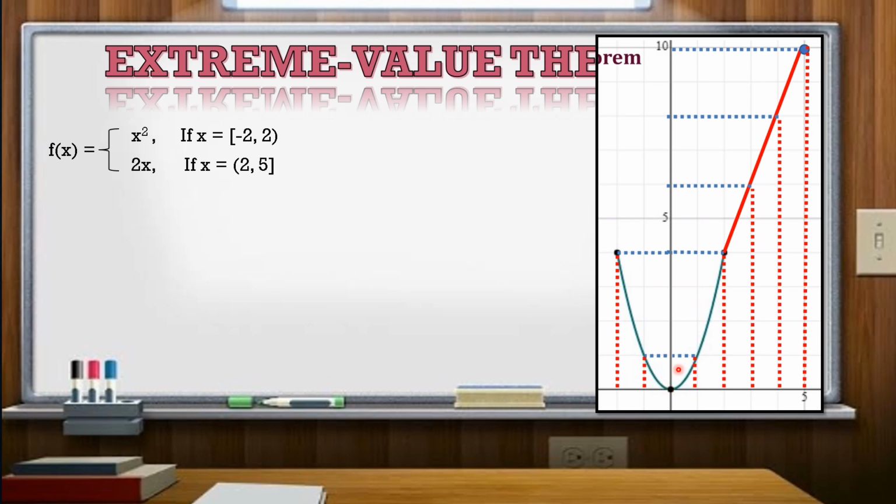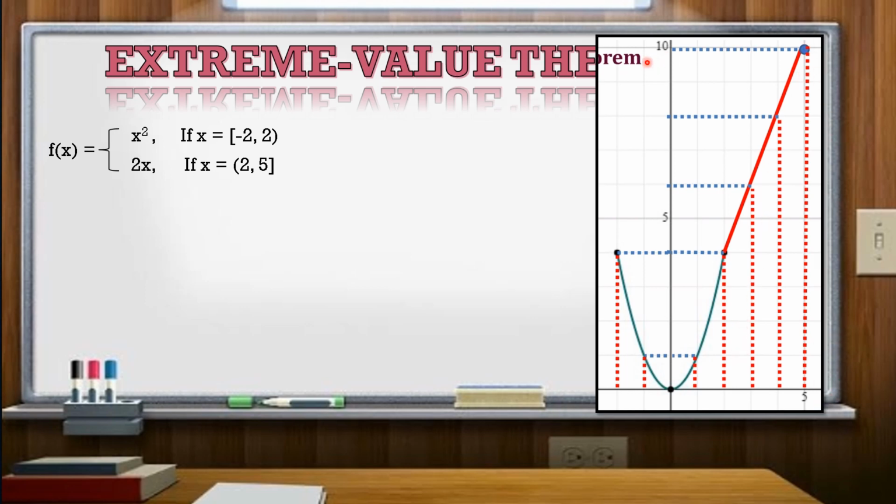Okay? So, mapapansin natin dito sa graph na merong pinakamababang point, okay? At may pinakamataas na point. So, ano yun? Ito. This is your absolute minimum and this is your absolute maximum. Okay? By inspection, your absolute minimum is at 0, 0. Okay? X is 0 and y is 0. Yung maximum naman, absolute maximum natin is at 5, 10.